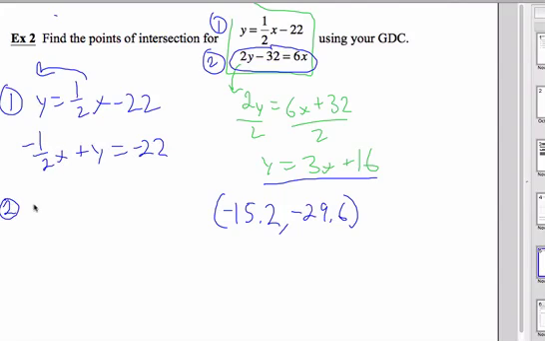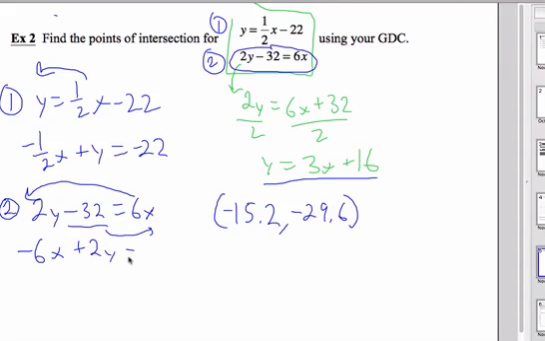The second equation is 2y minus 32 equals 6x. We want the x over on this side so that we can use our Polysmlt 2. So we have negative 6x plus 2y, and we're going to take this and move it to this side. So that's negative 32. Now we have x, y, and then the constants over here.